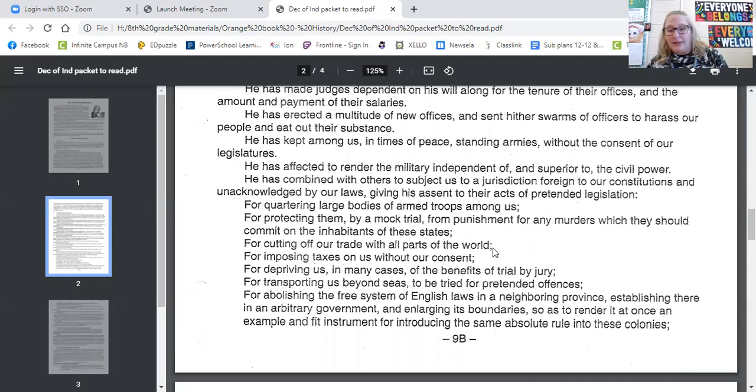They're saying that these aren't really even laws, and then they're making them go all the way over to England to be tried for abolishing the free system of English laws. Highlight that part, abolishing, getting rid of the laws that they feel they are entitled to. Establishing there an arbitrary government and enlarging its boundaries so as to render it at once an example and fit instrument for introducing the same absolute rule into these colonies.